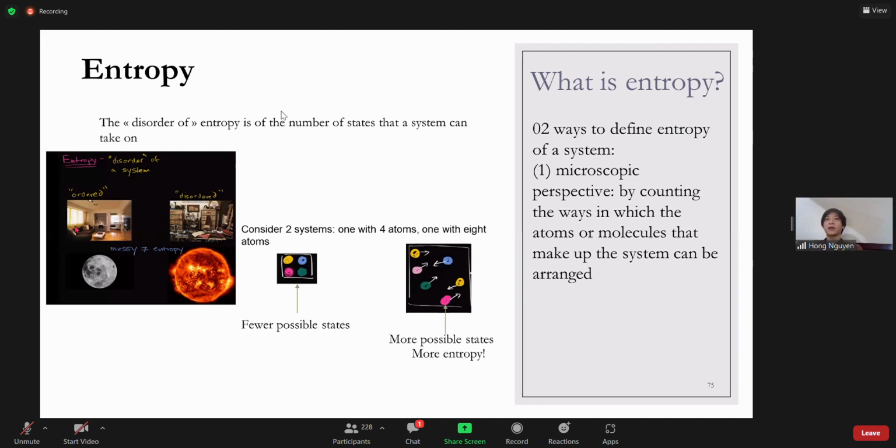So we cannot give a conclusion here. If we want to come up with a conclusion, we also need to know, for example, how many atoms are there in this room. Okay. It's just an analogy, something to make you understand it easier, right?